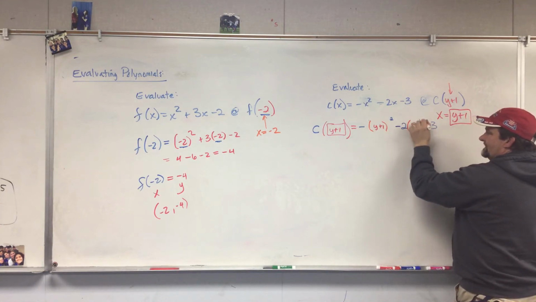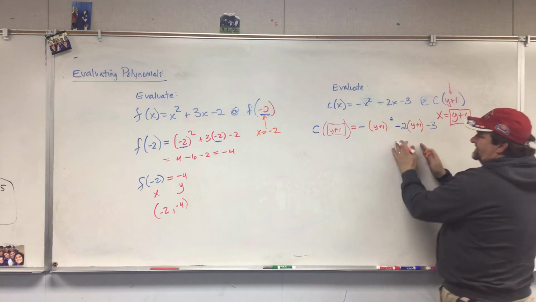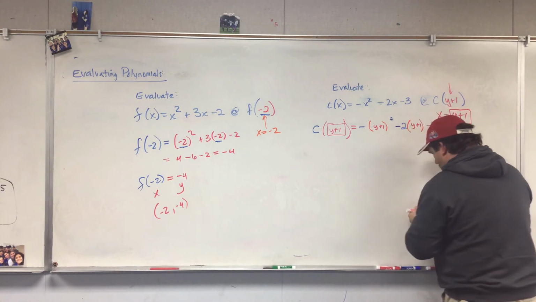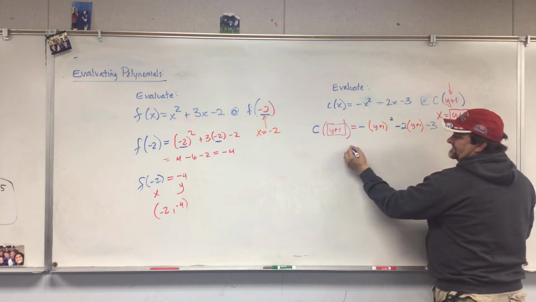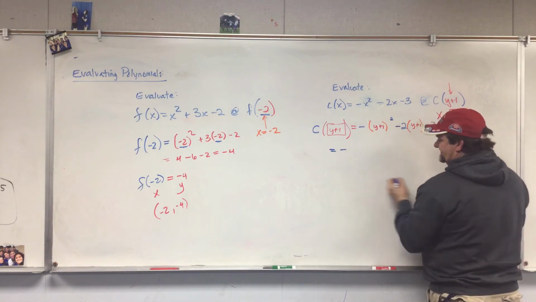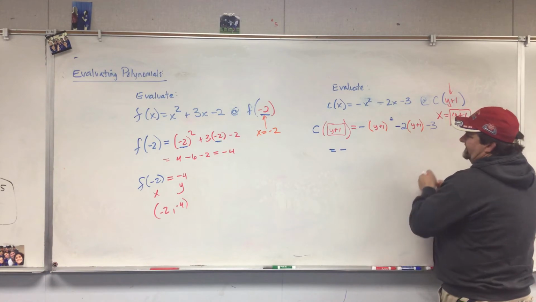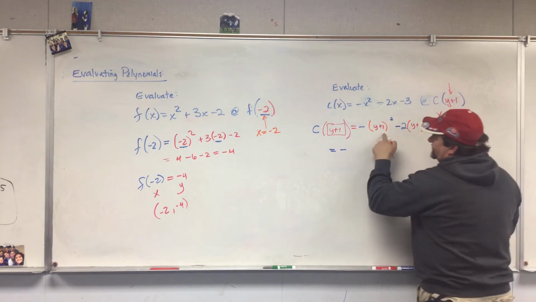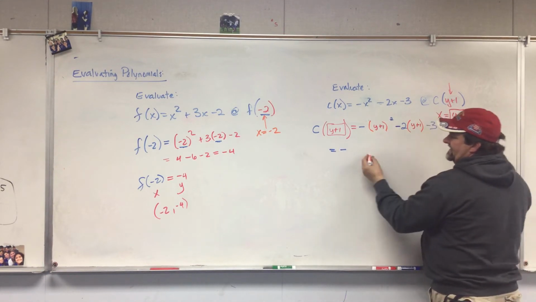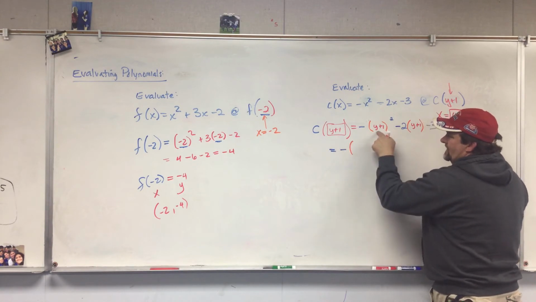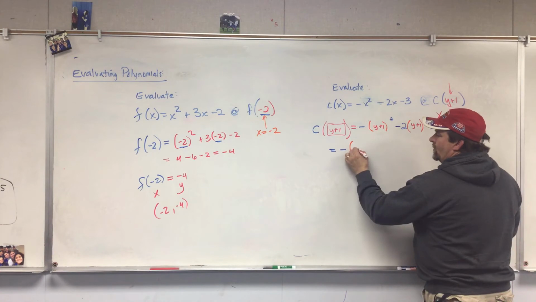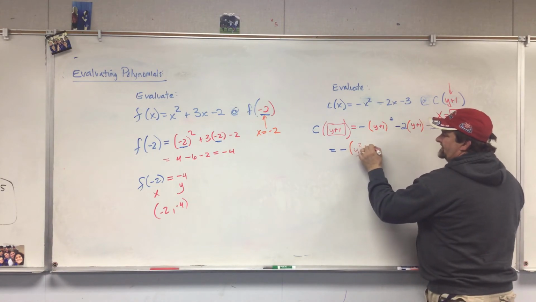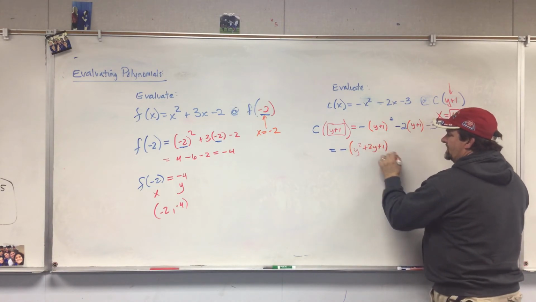So now we just got to do the math here. We got to do all that algebra. So this negative, notice how it's a different color and it's outside, so that negative is going to stay outside. And then you can use the area model to multiply this. So I'm going to get y squared plus 2y plus 1.